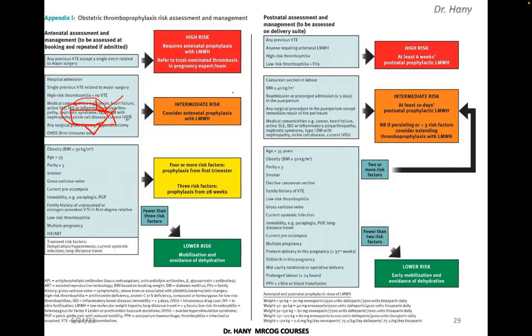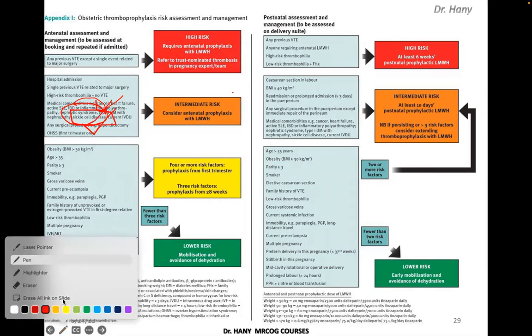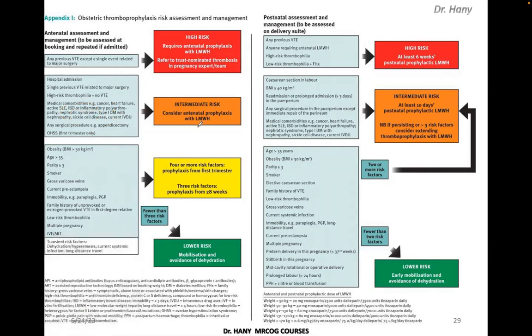Yes, I think so. Once sickle cell is escalated, it will be considered as antenatal and 6 weeks postnatal. So follow the VTE, not the sickle cells. Any other question? Let's go to the bridging.